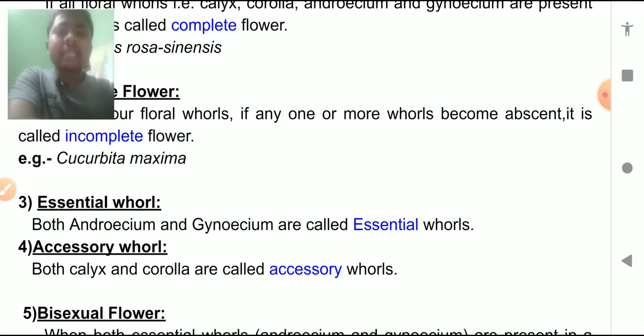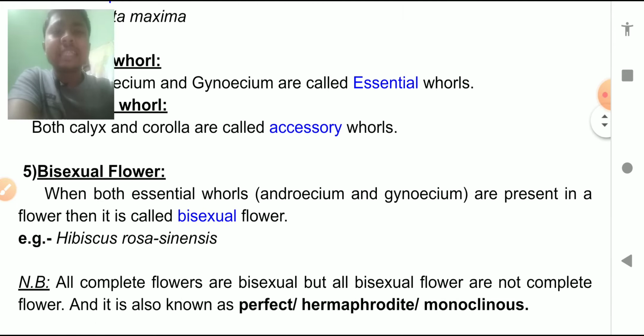At the same time, what is an accessory whorl? Accessory means that the essential whorls are protected by them, but they do not completely help in fertilization. Without calyx or corolla, fertilization or the next generation can still be produced. That's the reason it's called an accessory whorl: it helps to protect the sex organs, the male or female organ. Next we talk about the bisexual flower.